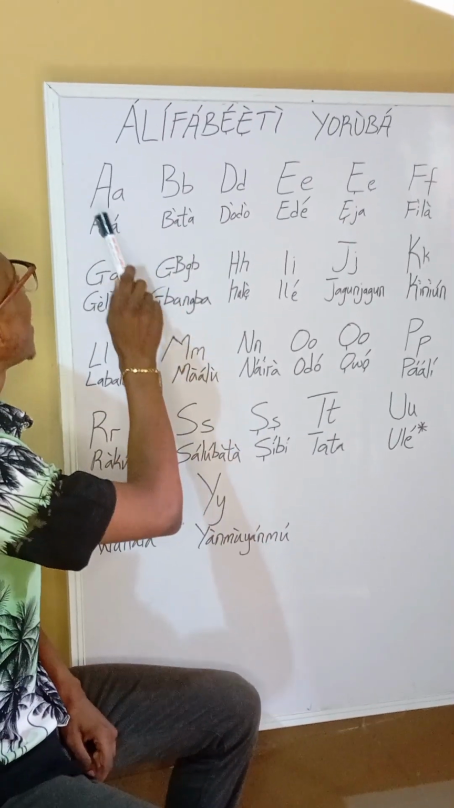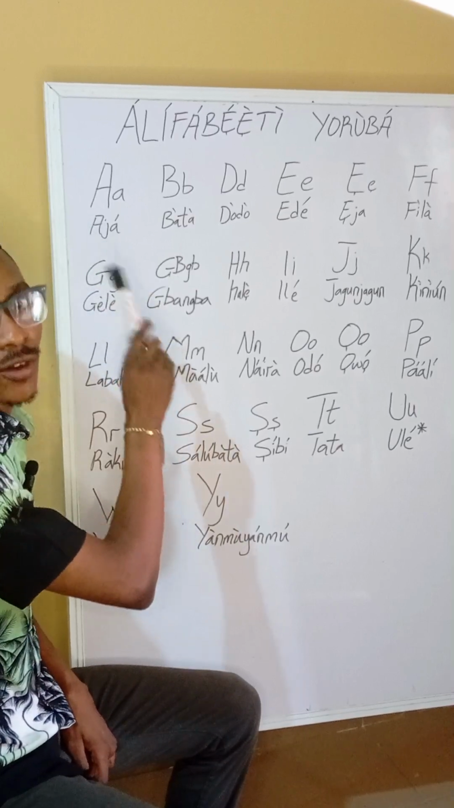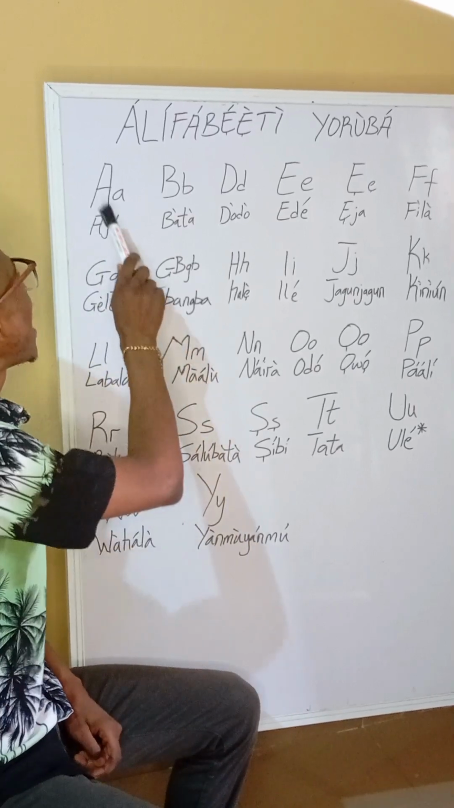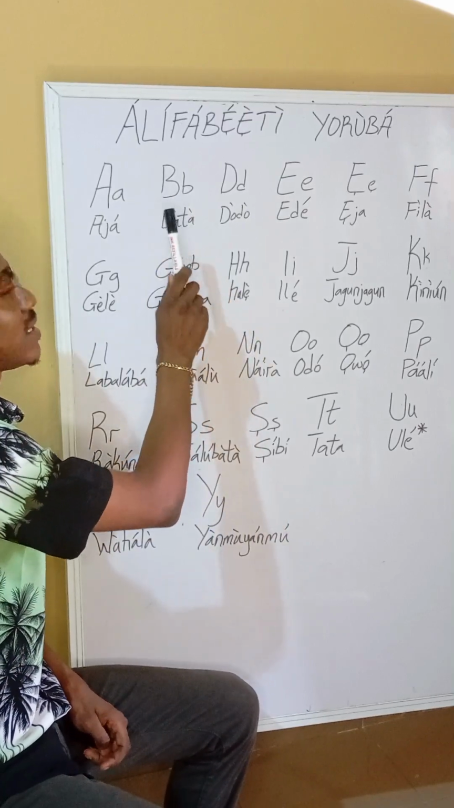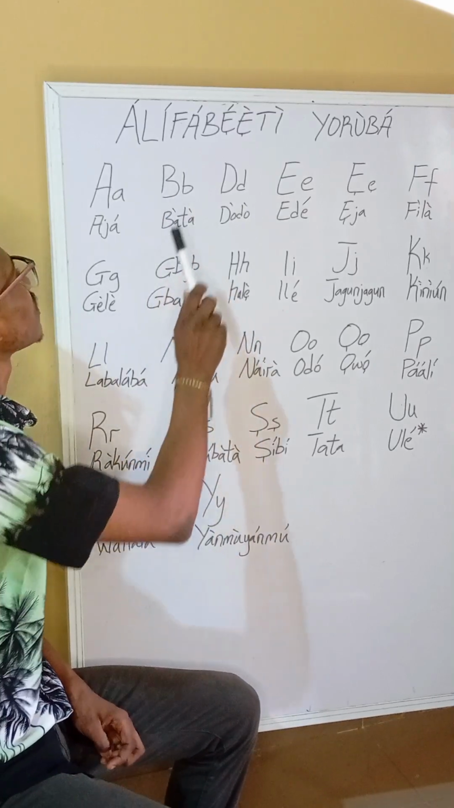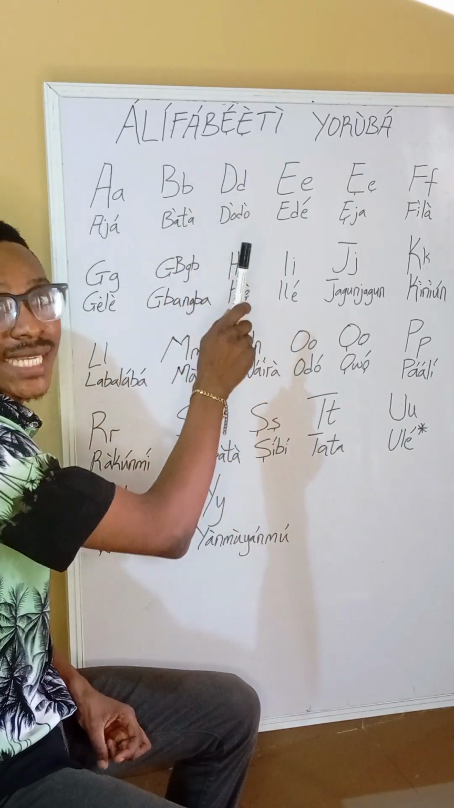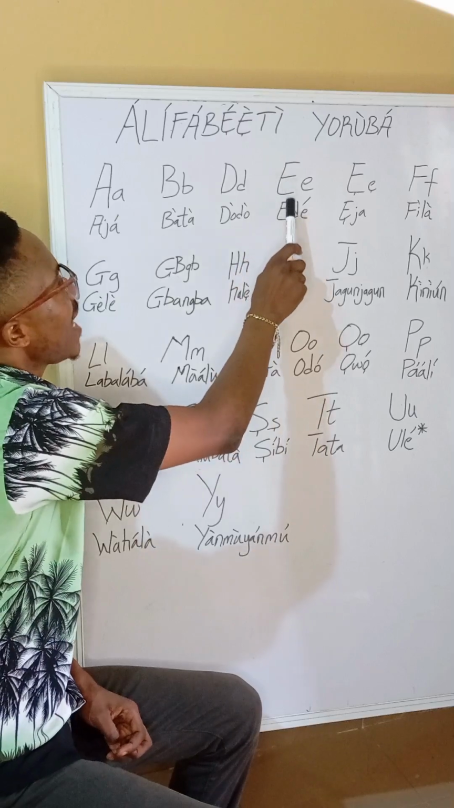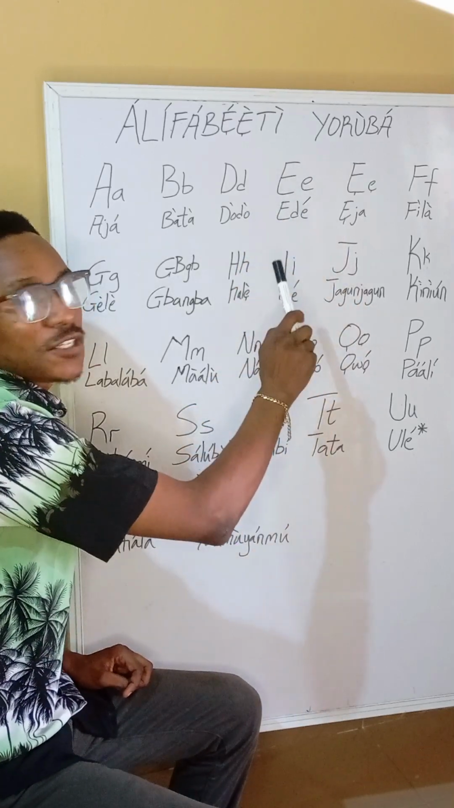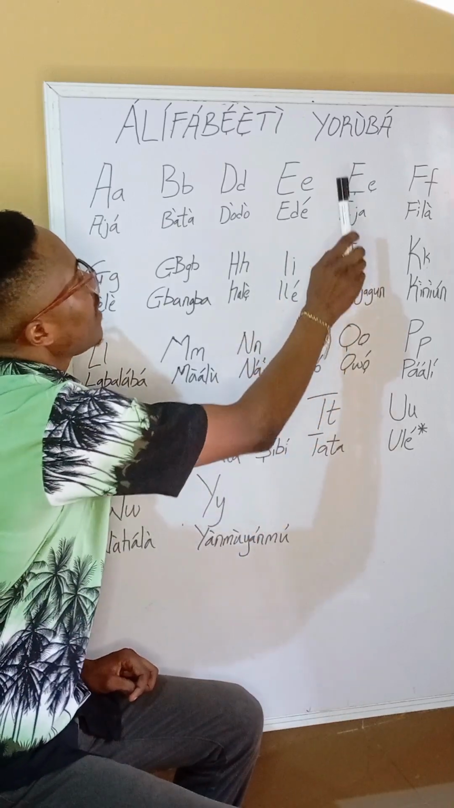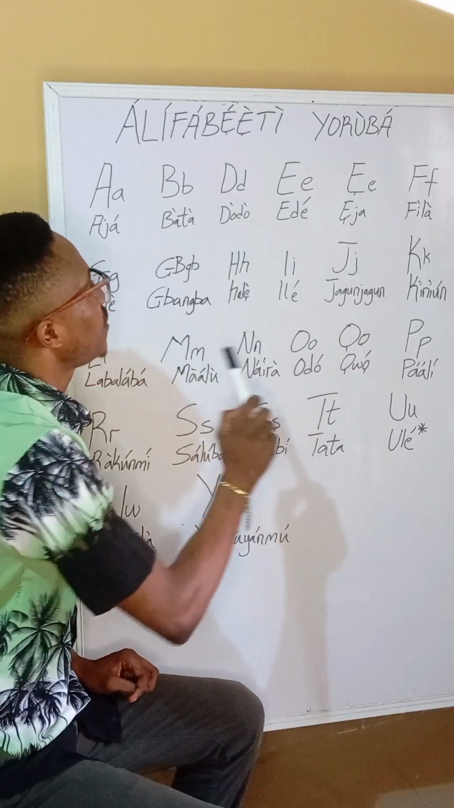A, Aja. Aja is known as dog in English. B, Bata. Bata is known as shoe in English. D, Dodo. Dodo is plantain in English. E, Ede. Ede is crayfish in English. E, Eja. Eja is fish in English.